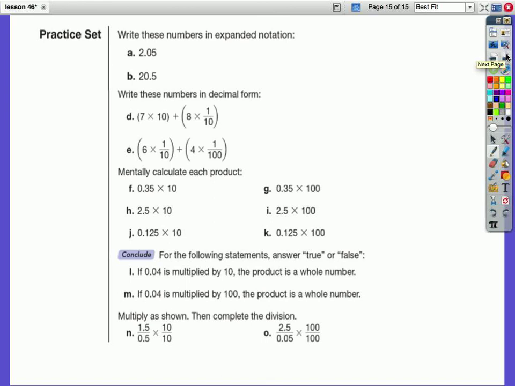So, go ahead, try the practice set. Make sure to bring any questions you have to class so we can go over them.